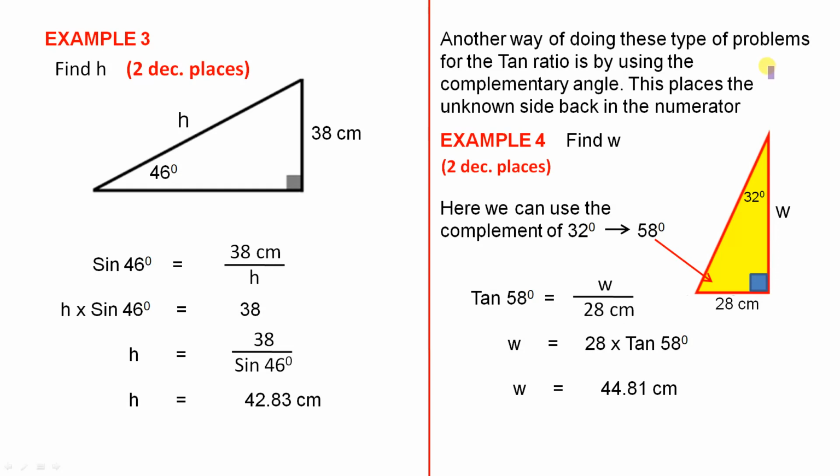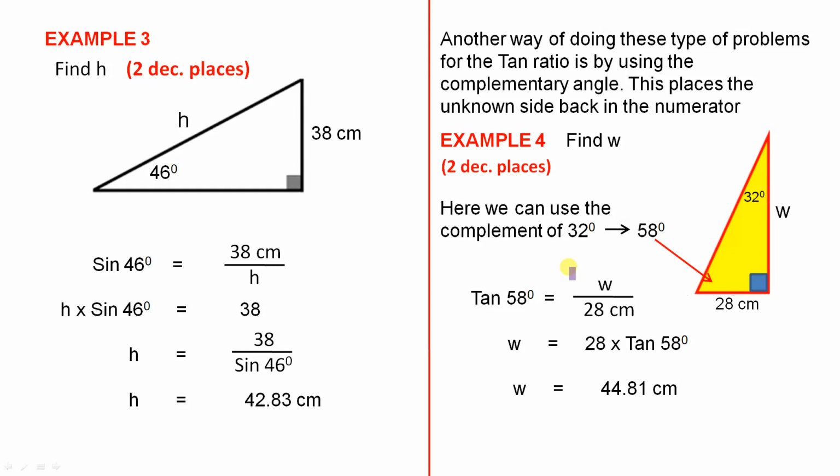Another way of doing these type of problems for the tan ratio is by using the complementary angle. This places the unknown side back in the numerator. So basically you can only do this for tan, and I'll show you how. So we have to find w, that value there, to two decimal places. We're given 32 degrees. Now if we were to use the 32, tan 32 would be 28 on w. So w would appear in the denominator.